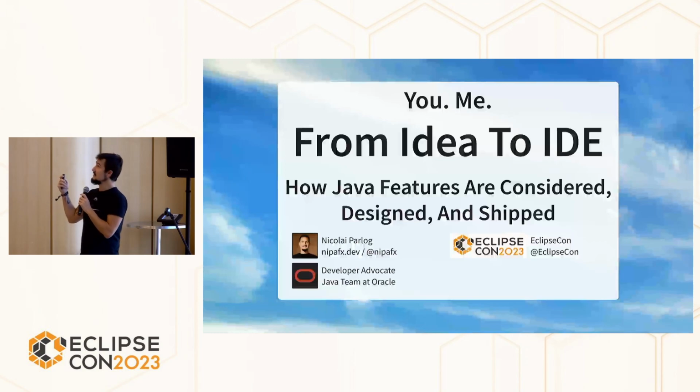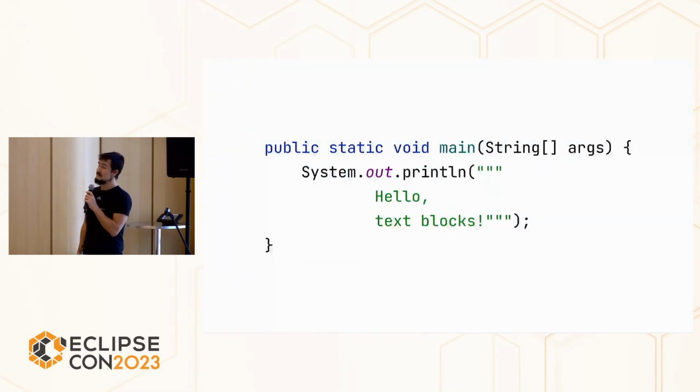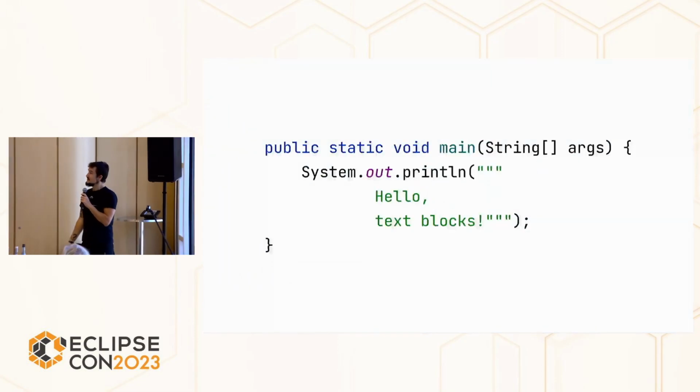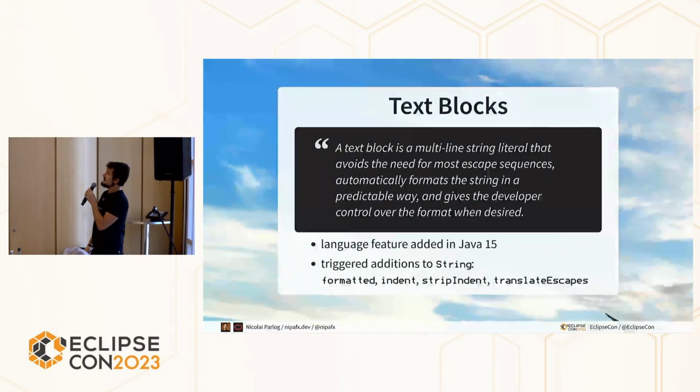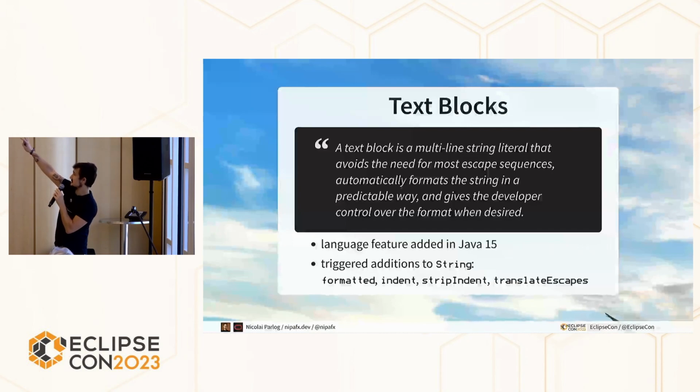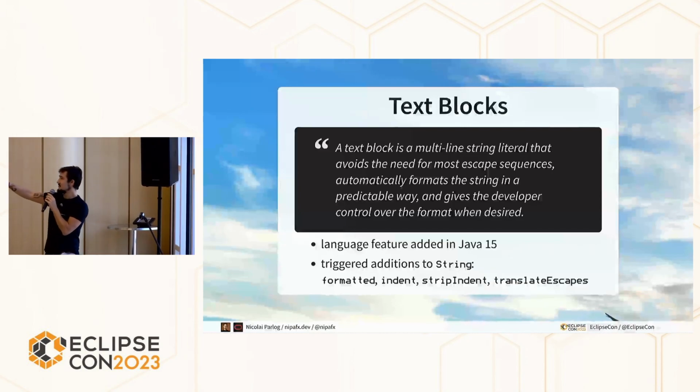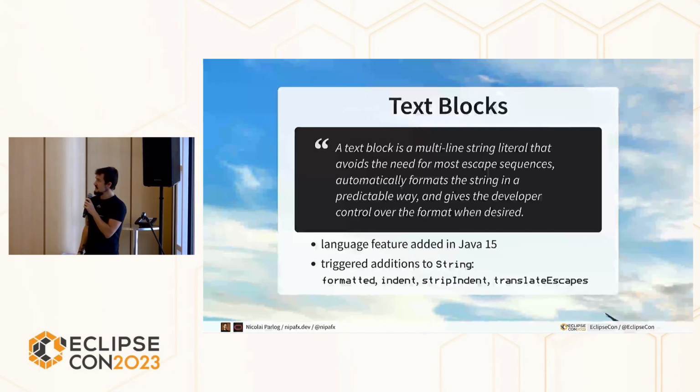Okay, let's talk about this. Let's talk about how features get from an idea into the IDE that you can use. Who has used this feature? Great, quite a few people. So this is text blocks. A text block is a multi-line string literal that avoids the need for most escape sequences, blah, blah, blah. Let's not go over the details, it's not about that specifically. It's a language feature that was added in Java 15. And there are also some small changes in the related API.